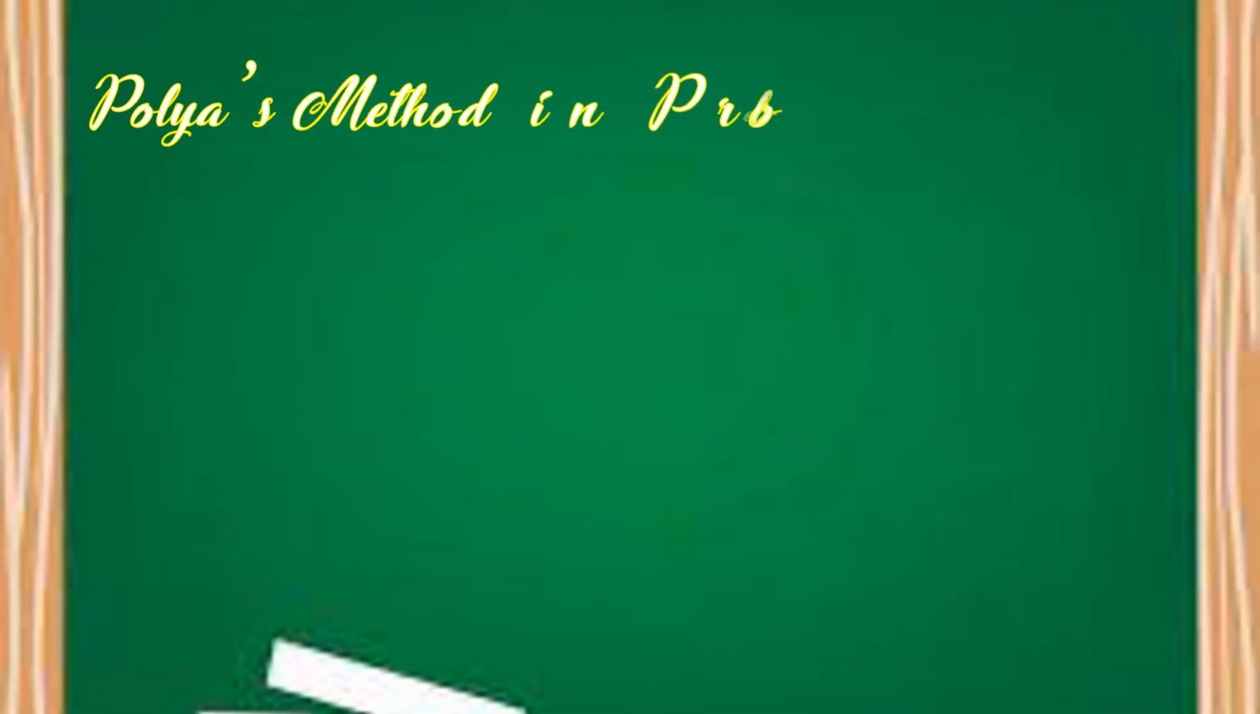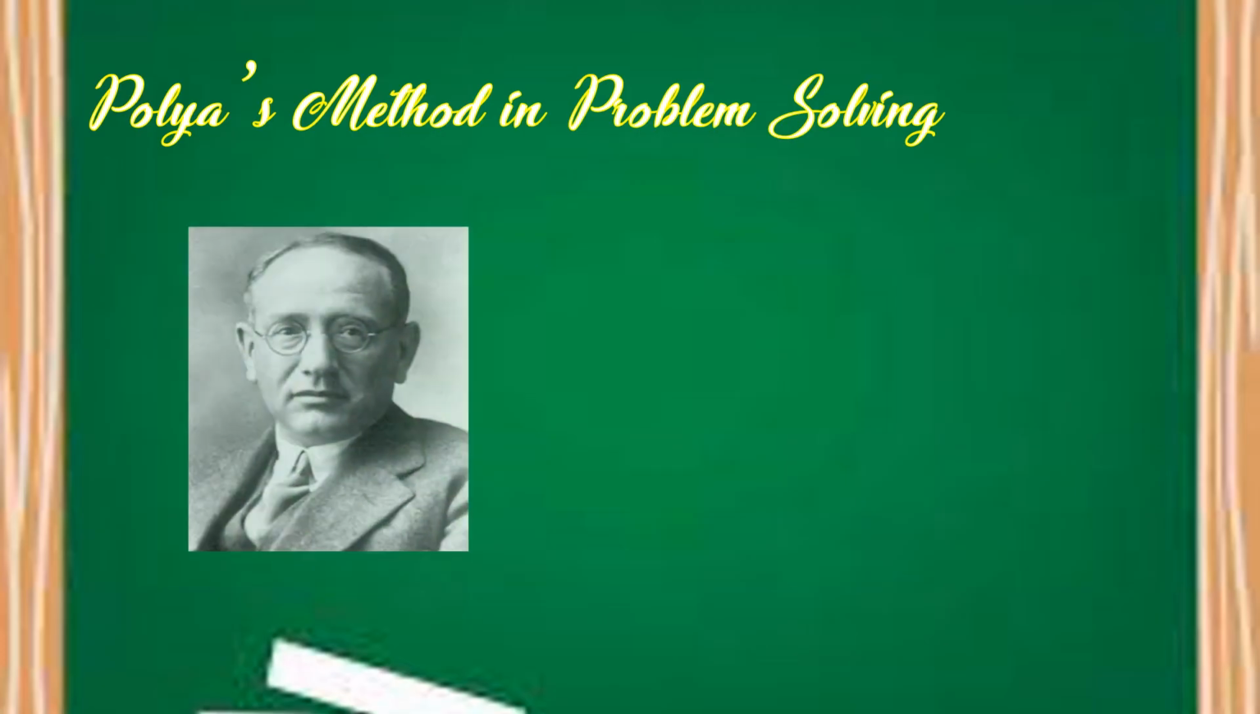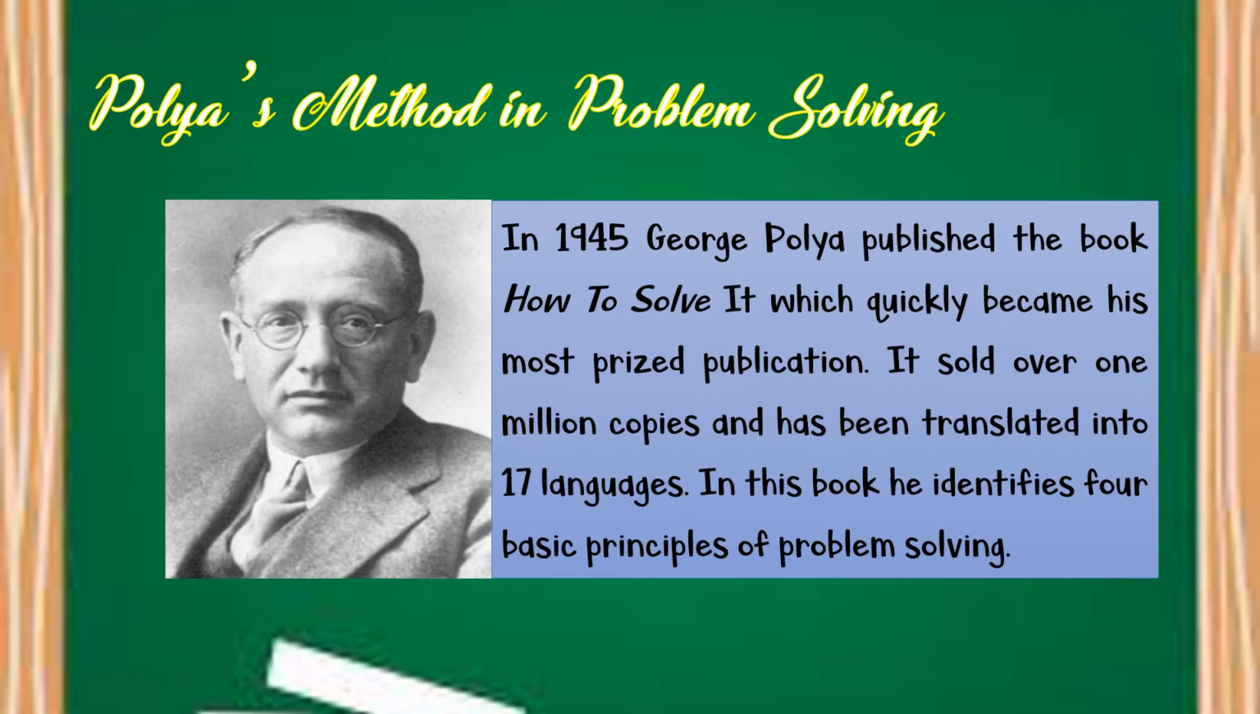Let's have this method, which is called Polya's method. So Polya's method in problem solving. In 1945, George Polya published the book How to Solve It, which quickly became his most prized publication. It sold over 1 million copies and has been translated into 17 languages. In this book, he identifies four basic principles of problem solving. So he has four steps or four principles to solve a problem.